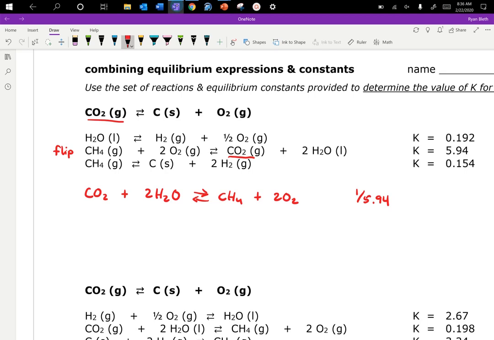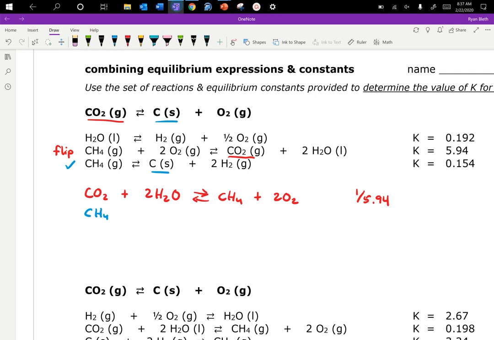Okay. The next thing to recognize is we need to have carbon. I can see I need to have carbon here as a product. And fortunately, we've got a reaction that already has that. So it's the third one that has carbon as a product. So I'm just going to use that one exactly as is. I'll go ahead and rewrite it though, just to kind of keep my things down here for later, so that I can cancel them out and double check my work.